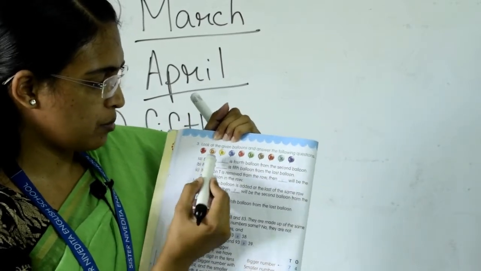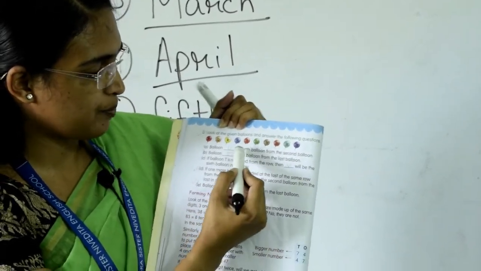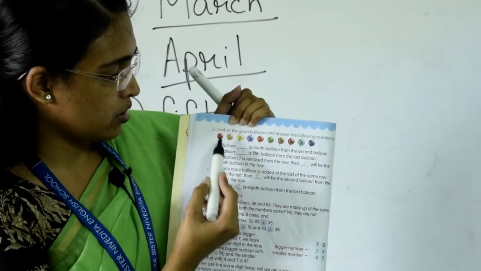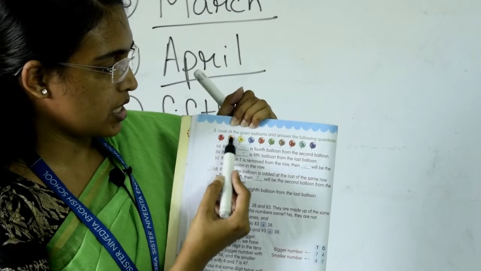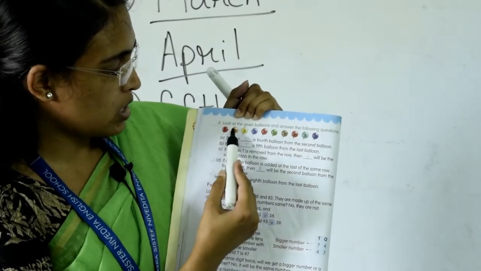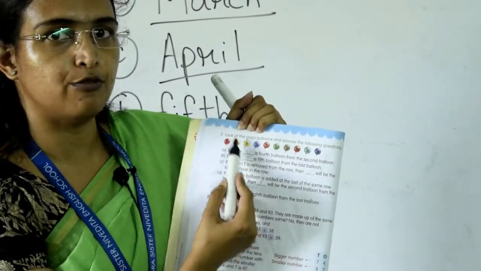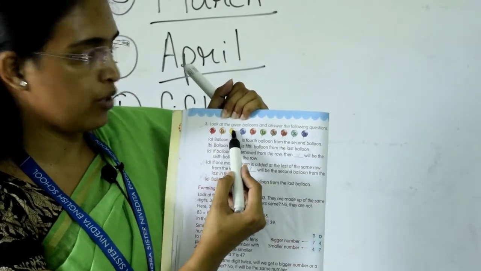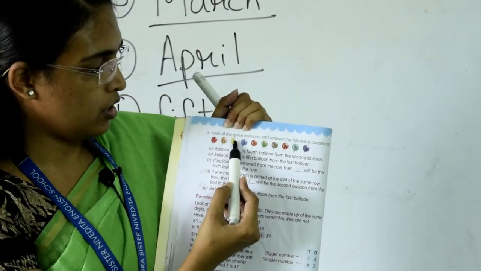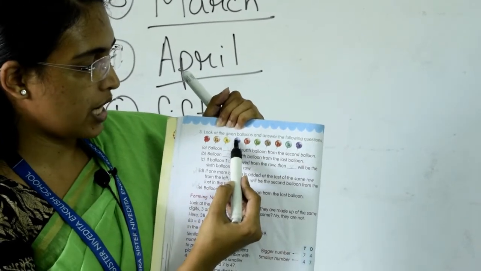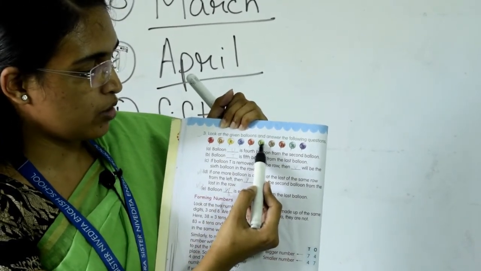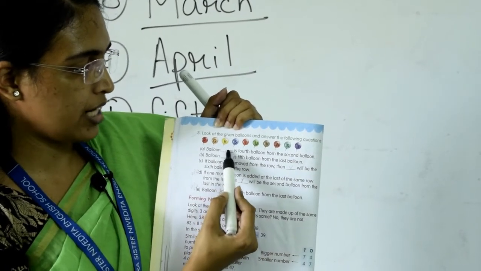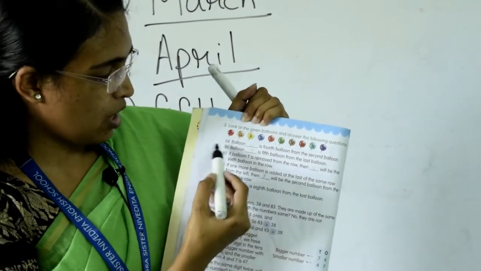First question is: balloon dash is the 4th balloon from the second balloon. Now where is the second balloon? 1, 2. This one is the second balloon. Now from the second balloon we have to find the 4th balloon. From here we have to start counting from 1 to 4. First, second, third, fourth. So which balloon is this? This is the U balloon. So you have to write U. Okay.